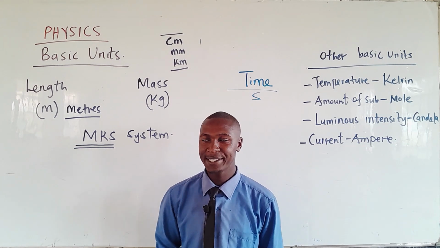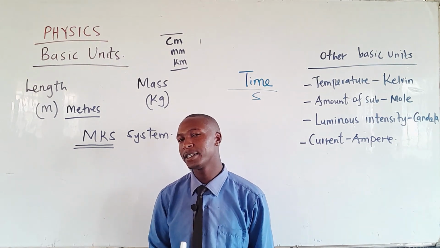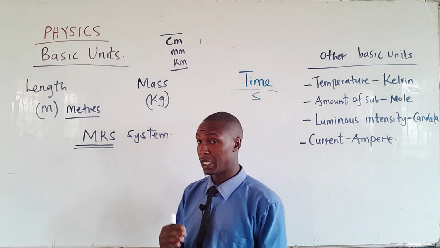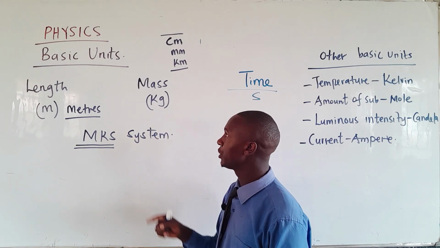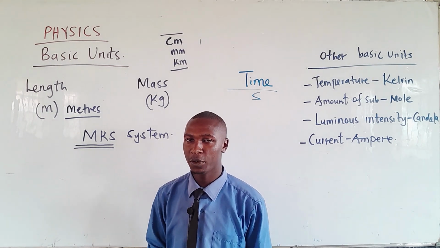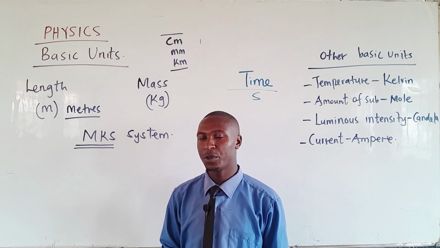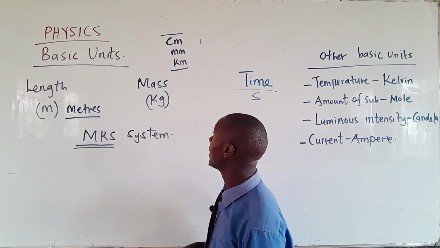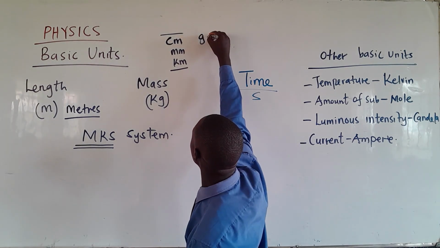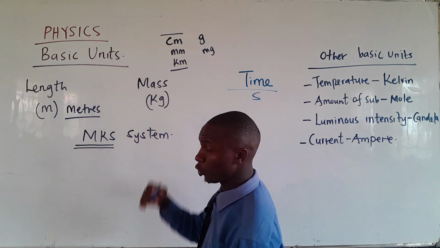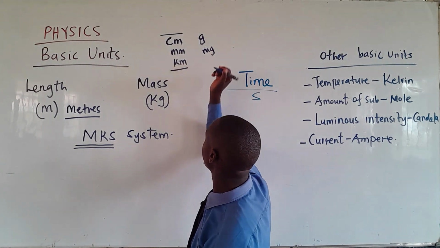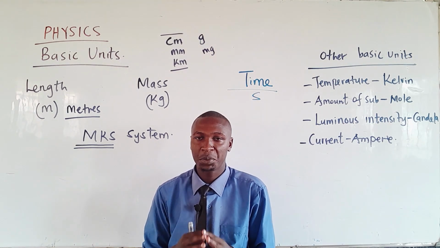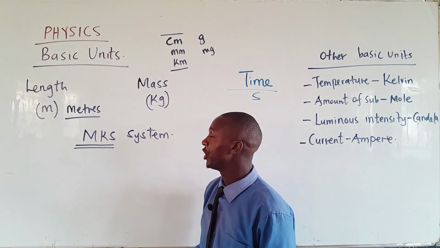We also have mass, which can be defined as the amount of substance in a given quantity or in a given object. The basic unit for mass is kg, kilogram. We could also have other sub and multiple units of mass, like grams, milligrams, and tons. But the one accepted internationally to represent mass is the kg, kilogram.